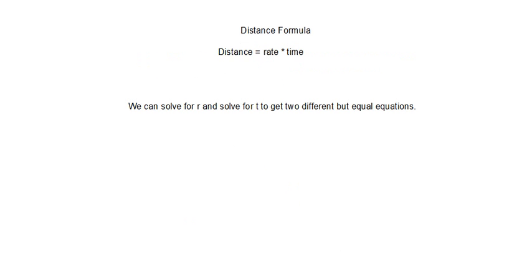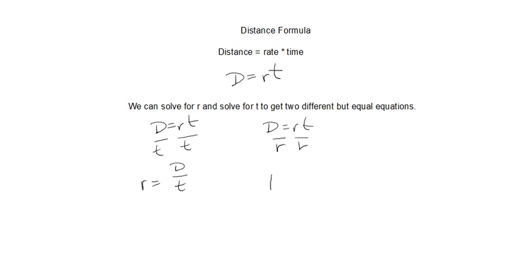Let's move on to the distance formula. The distance formula is distance equals rate multiplied by time. You will see this written as d equals rt. We can solve for r and solve for t to get two different but equal equations. So if we solve for r, we need to divide each side by t, and we get r equal to d over t. And if we want to solve for t, we divide each side by r, we get t equal to d over r. This equation, t equals d over r, will become important. So we will use this to figure out a few more problems.